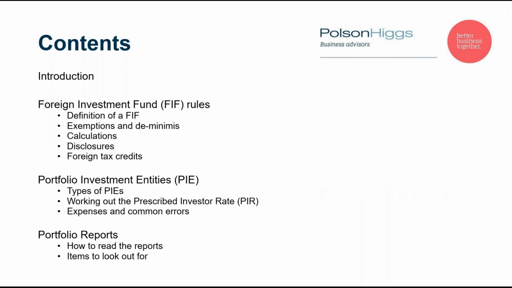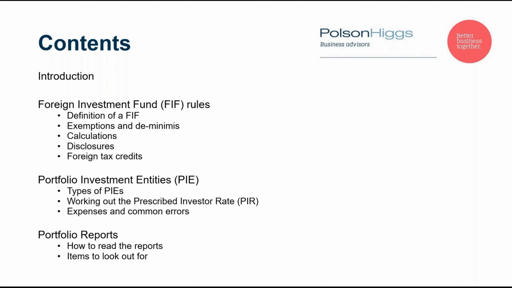So what are we looking at today? As I said, our webinar today is going to be around Foreign Investment Funds, or FIFs, and PIs. We're going to look at what is a FIF, what kind of exemptions and de minimis there are, how you calculate your income under it, what kind of disclosures you might have to make if you have a FIF, and how we deal with any foreign tax credits on our FIF.